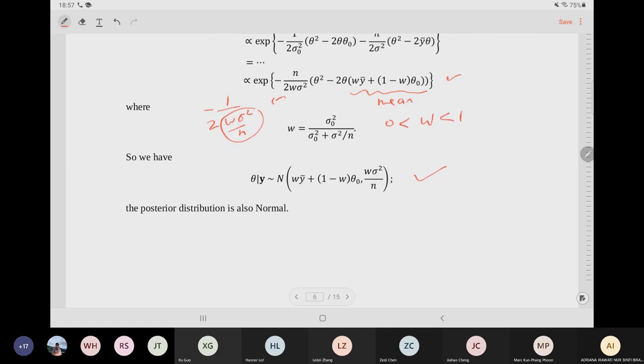One interesting thing to see is that this is actually a weighted average. Why? Because W is your weight, between 0 and 1. So y bar is the average of your data, and theta naught is the mean of your prior. So this is a weighted average of the mean of your data and the mean of your prior. We will see the behavior of this weighted average later.